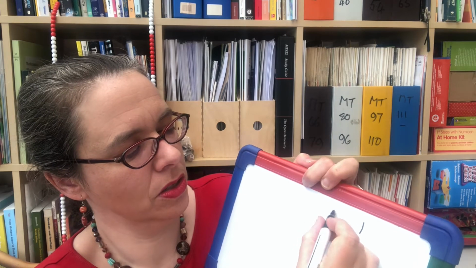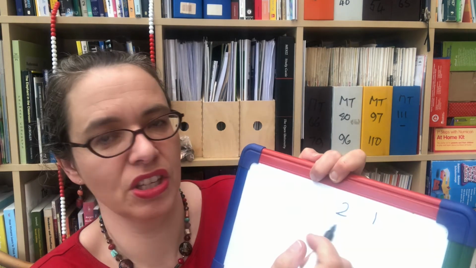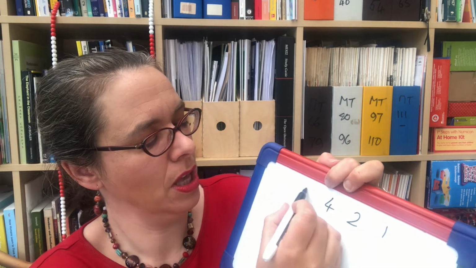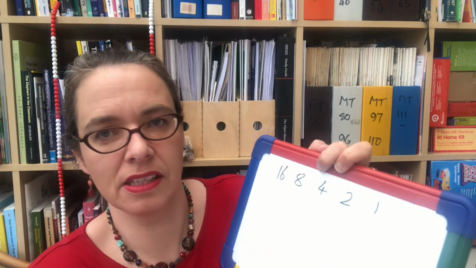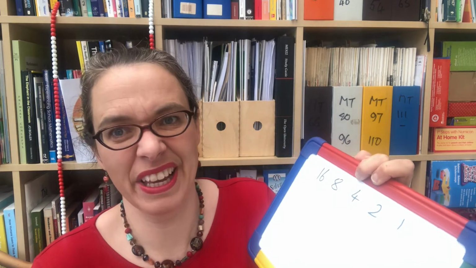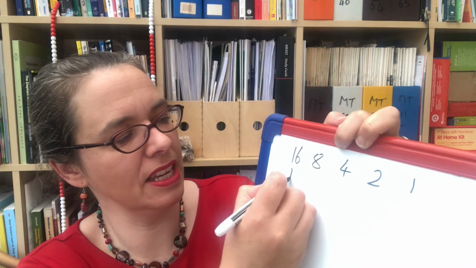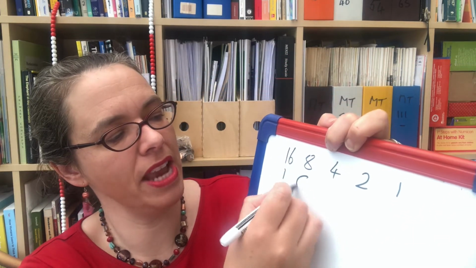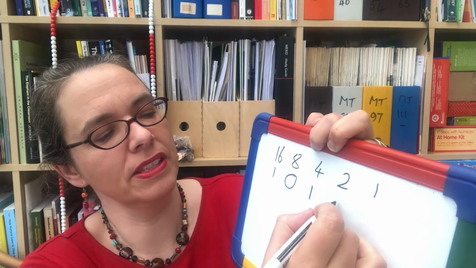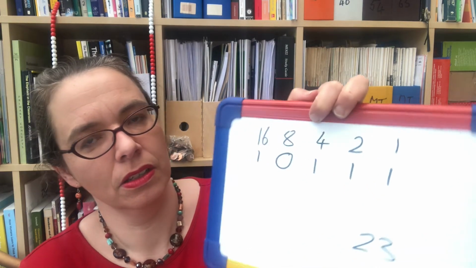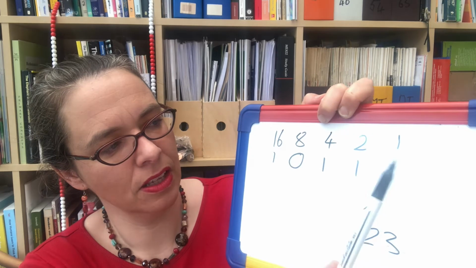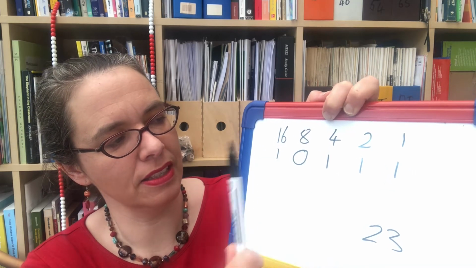In binary, the column headings are 1, 2, and we're multiplying by 2. So that's 4, 8, 16, and so on. So a number like 23 would become 1 16. That leaves 7, so there's no 8s, but there is a 4, and there is a 2, and there is a 1. So 23 is 1 add 2 add 4 add 16.